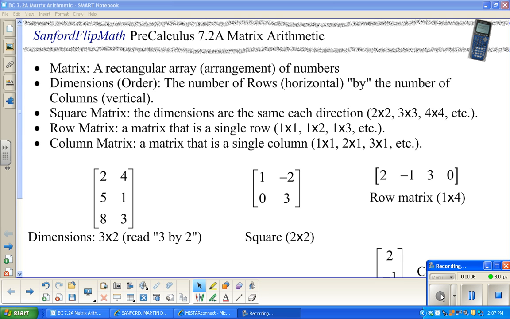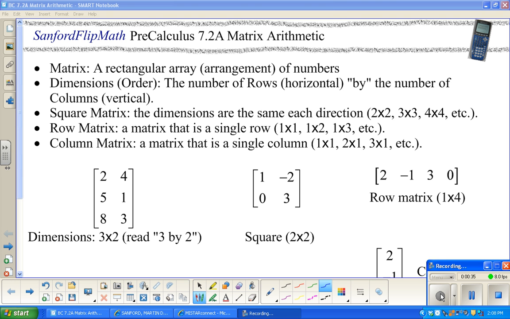We are working through the Demana Waits Foley Kennedy book, and we are starting a little tiny chunk of Chapter 7, which is about matrices. And I think for the most part you've seen this before, but I know from year to year coverage of matrices in Algebra 2 varies. Sometimes it's there, sometimes it's not. The little unit we're going to do should not be that big of a deal.